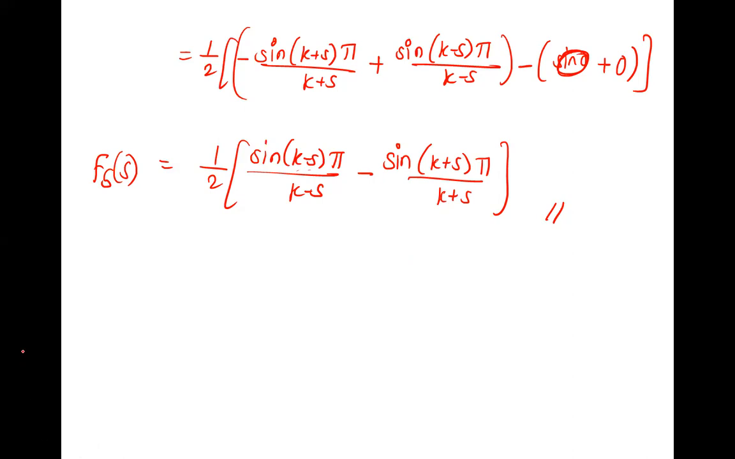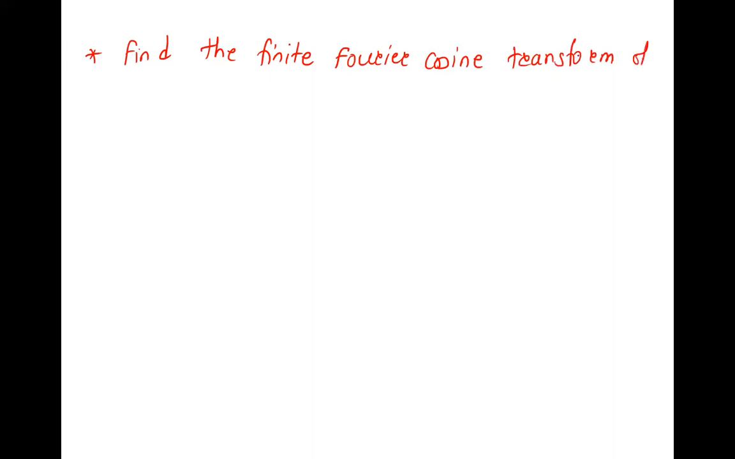Do the next one. We have time? Yes, we have. Next question. Find the finite Fourier cosine transform of f of x is equal to x square in 0 to L. Chalo, do that.